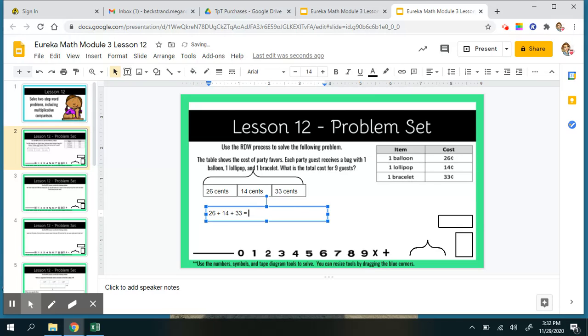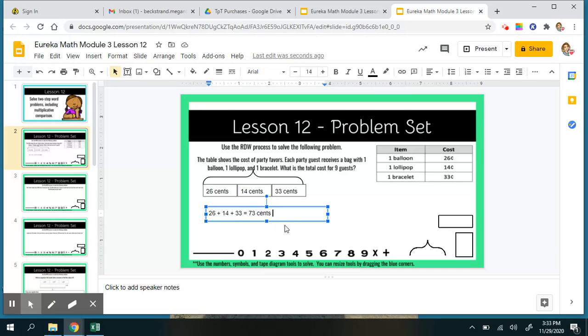That's going to be our first equation. 26 plus 14 gives us 40, plus 33. That's going to give us 73 cents. So each bag is going to cost 73 cents. So we can use multiplication to find out our total cost. As we can see, it says, what is the total cost for 9 guests? Well, each bag is going to cost us 73 cents.